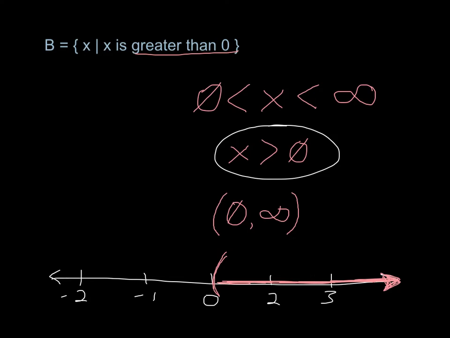If you want to be overkill with intersection union notation, we can convert this again. 0 is less than x, and x is less than infinity.